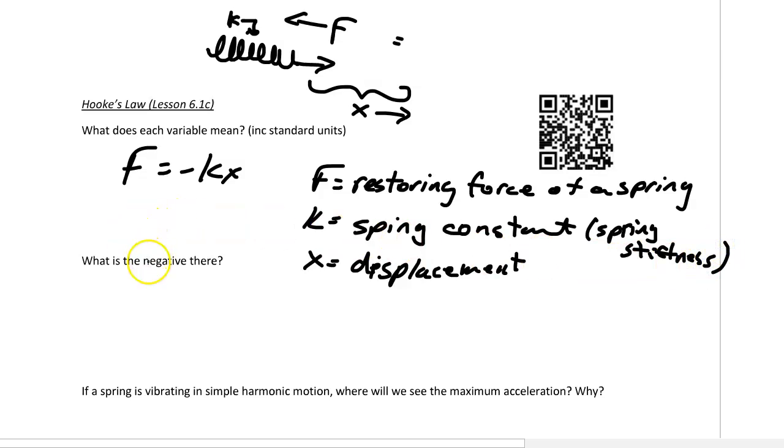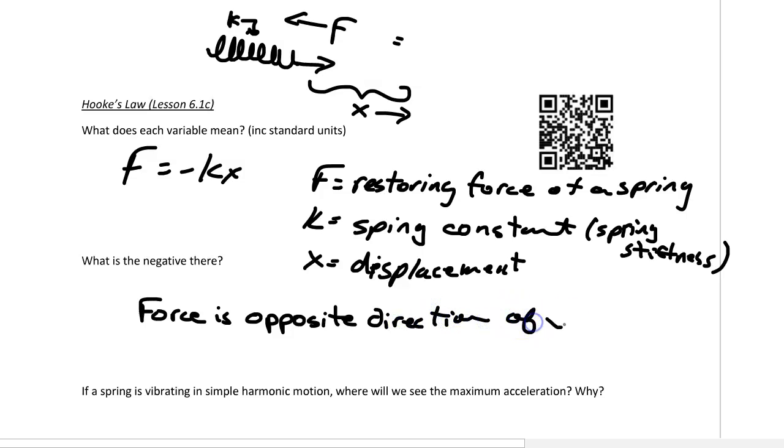How much force it's going to give. Now, the negative is there because the force is in the opposite direction of the x, just as we described up here at the top. Force was going this way, the restoring force, where x was going the other way. We've moved the spring this way, and the spring is going to pull us back this way.